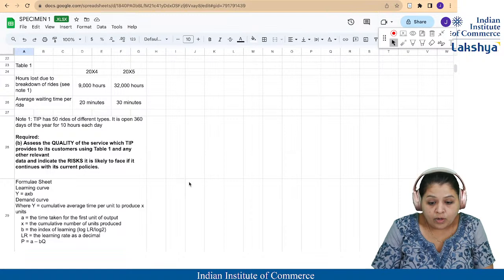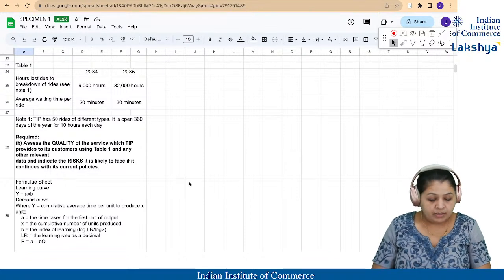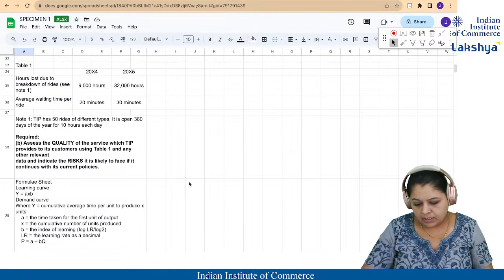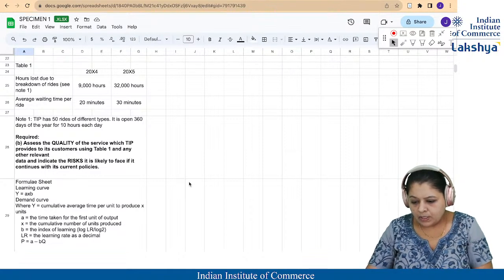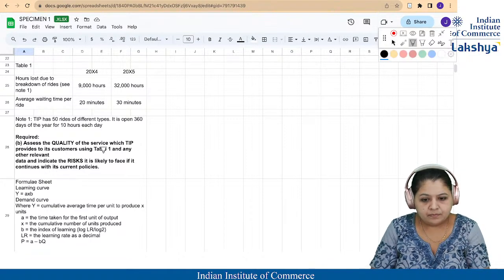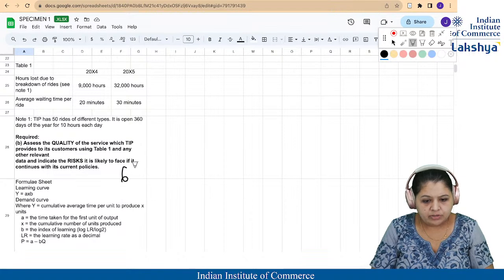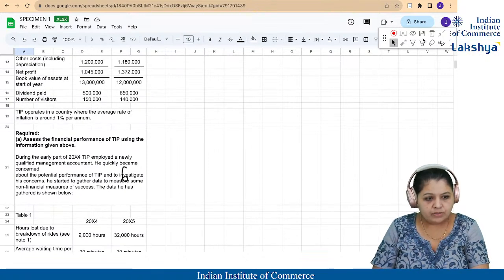You need to assess the quality of the service which TIP provides to its customers using table 1, right? So let me just tell you what marks are allocated for this one. It gives you an idea of how much you should write. So 14 and 6, okay. This is a 6 marks question, and the other one is a 14 mark question. That means I need to find a good number of ratios for this one, right?